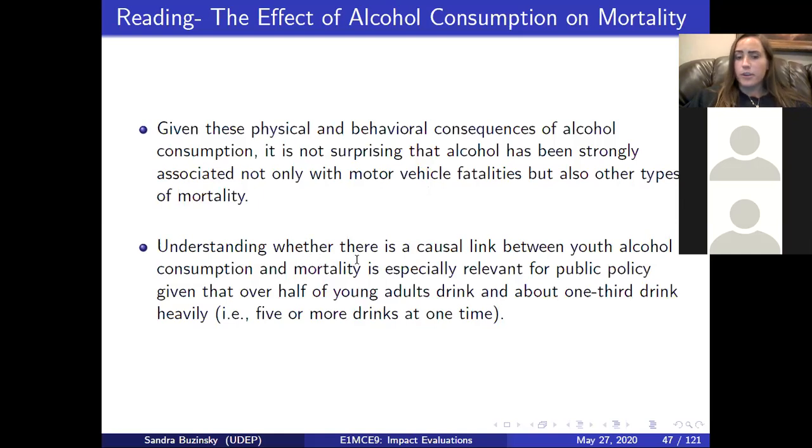The authors really want to understand the causal link between youth alcohol consumption and mortality, which is relevant for public policy, given that over half of young adults drink and about a third drink heavily. And heavily is 5 or more drinks in one night. That makes me laugh.